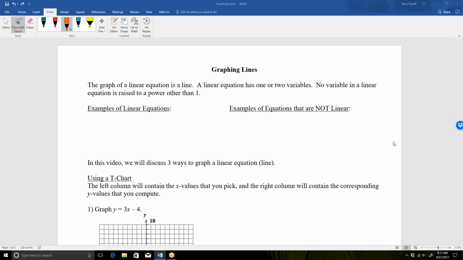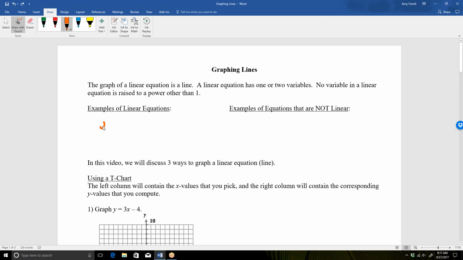So at the top here, you can see that I've typed up what a linear equation is. The graph of a linear equation is a line, and a linear equation has one or two variables, and we can't have a variable raised to a power other than one to make it a linear equation. So let me give you a couple of examples of linear equations.